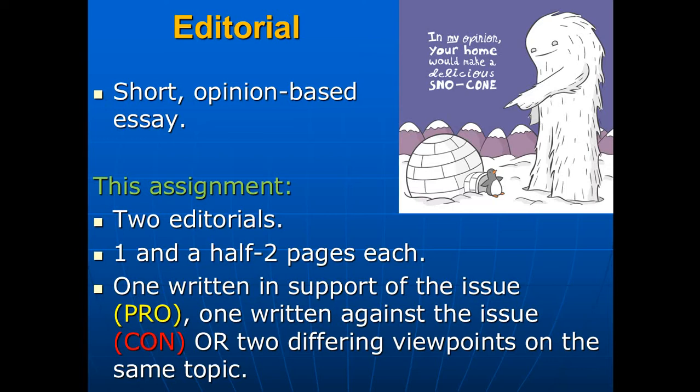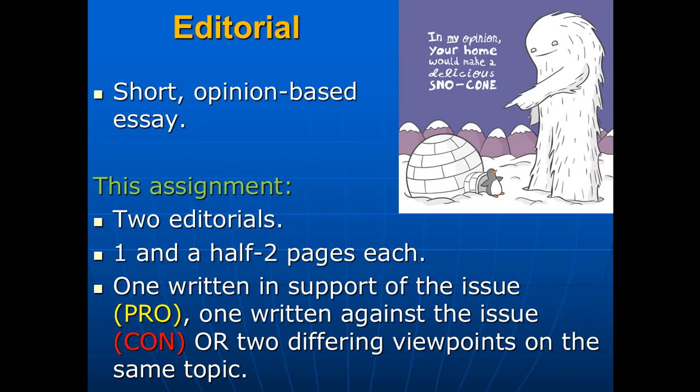If you have a topic that breaks down easily into pro and con, then you'll write one that is in support of the issue and one that is against it. For example, if you're doing the death penalty, a pro death penalty editorial would be explaining why we should have the death penalty. A con death penalty editorial would be explaining why we should not have it.